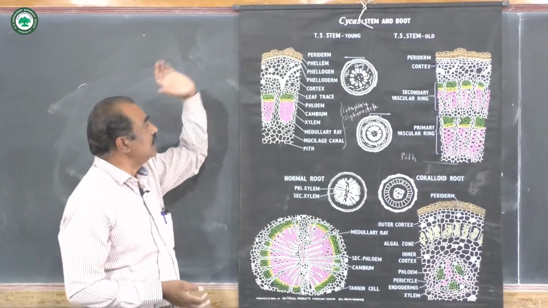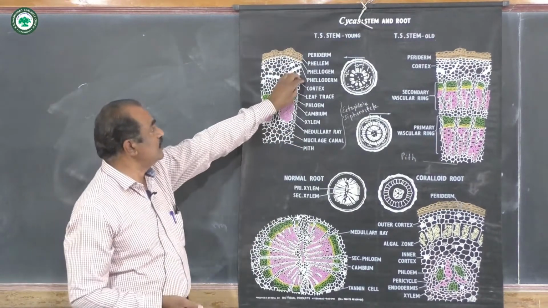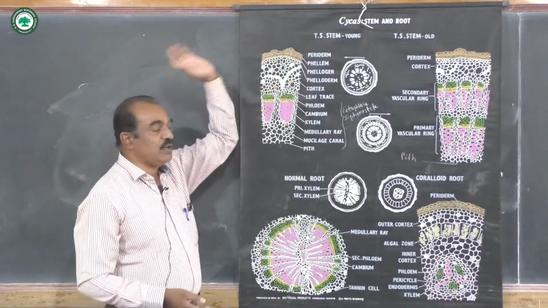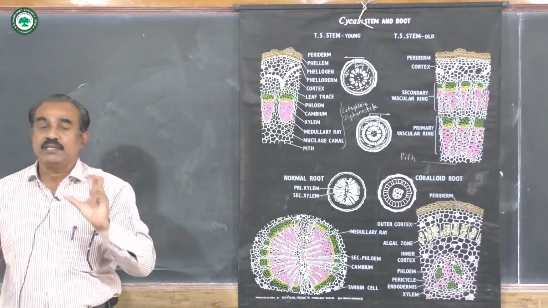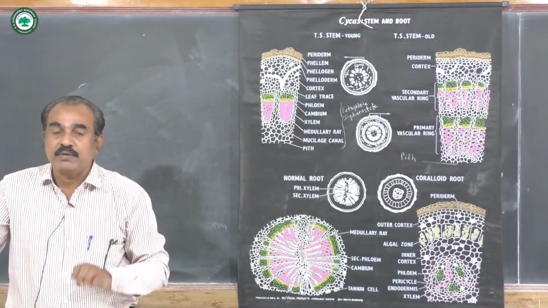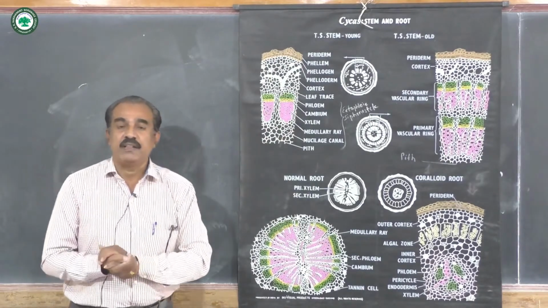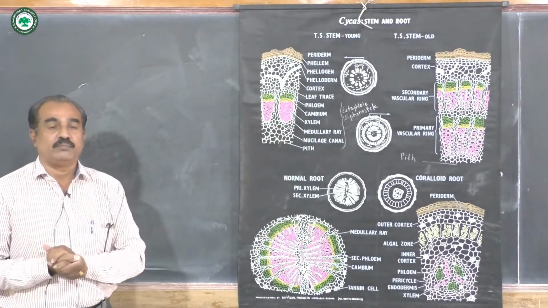Now inside this there is the cortex. So this portion is the cortex, and these are the leaf traces. Now from the external side of this, it is irregular in shape because of the scars, the permanent scars of the leaf. So this is the cortex. They are parenchymatous in nature, and it stores the food material.